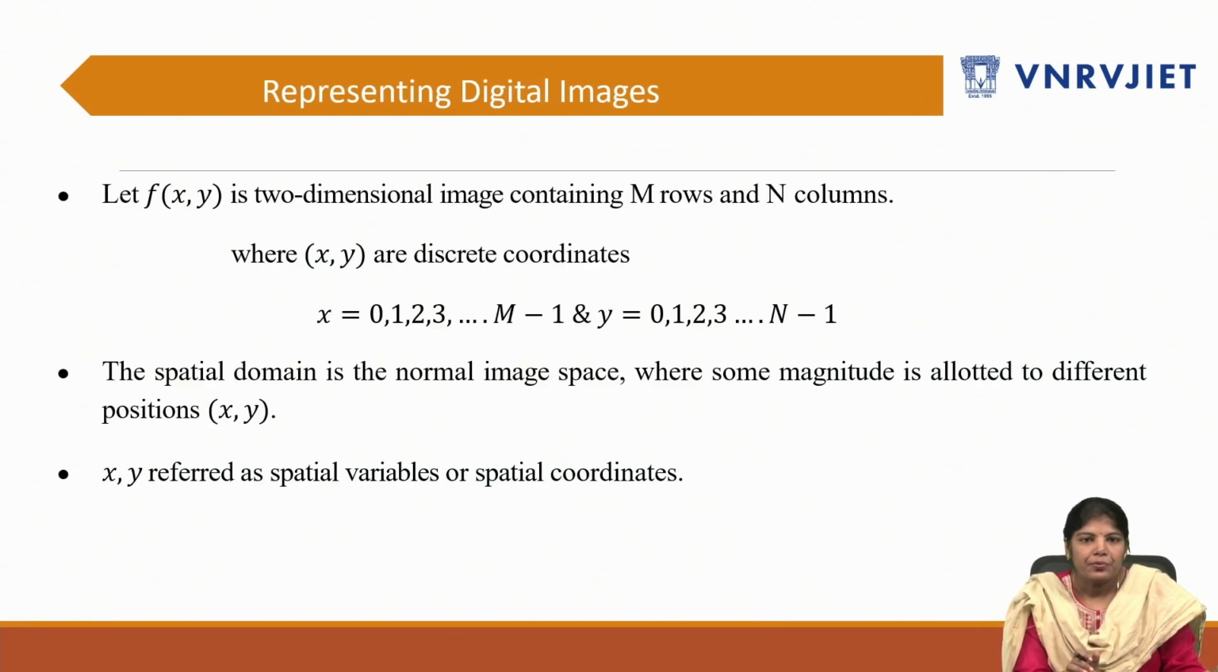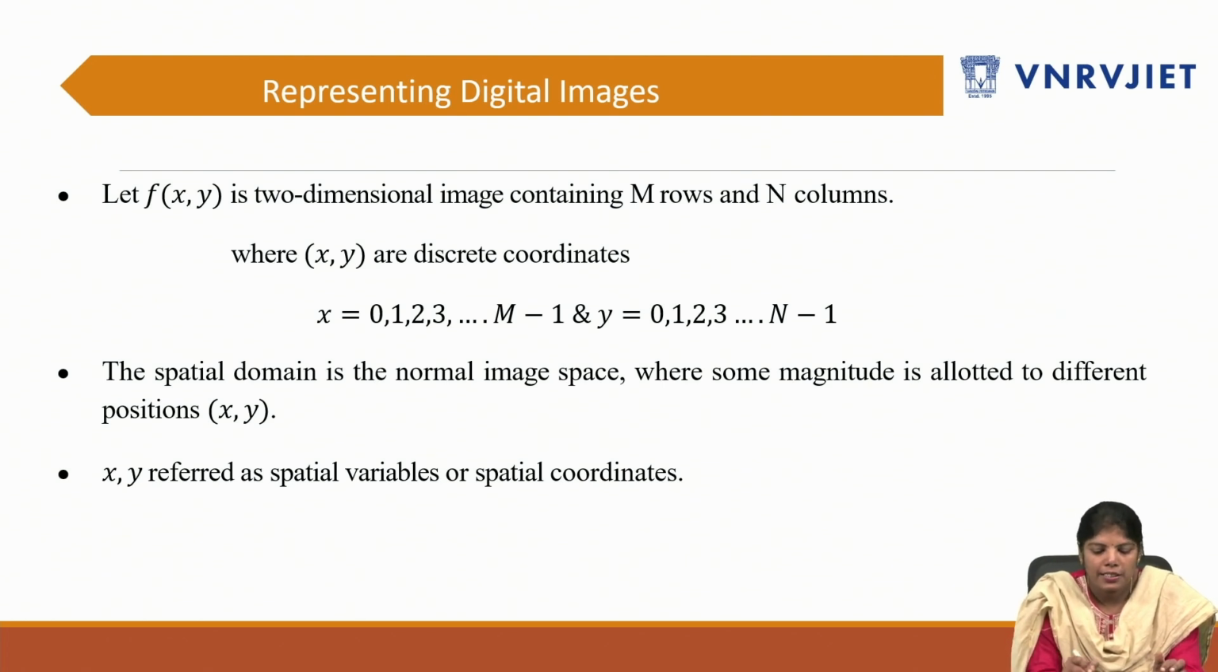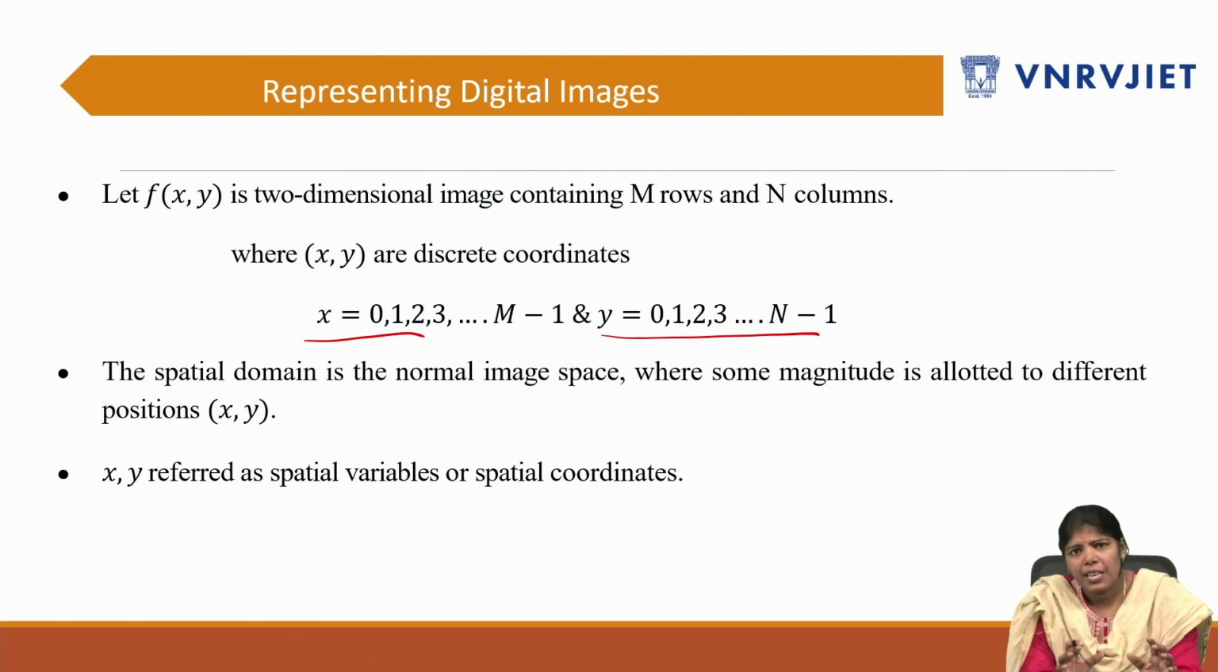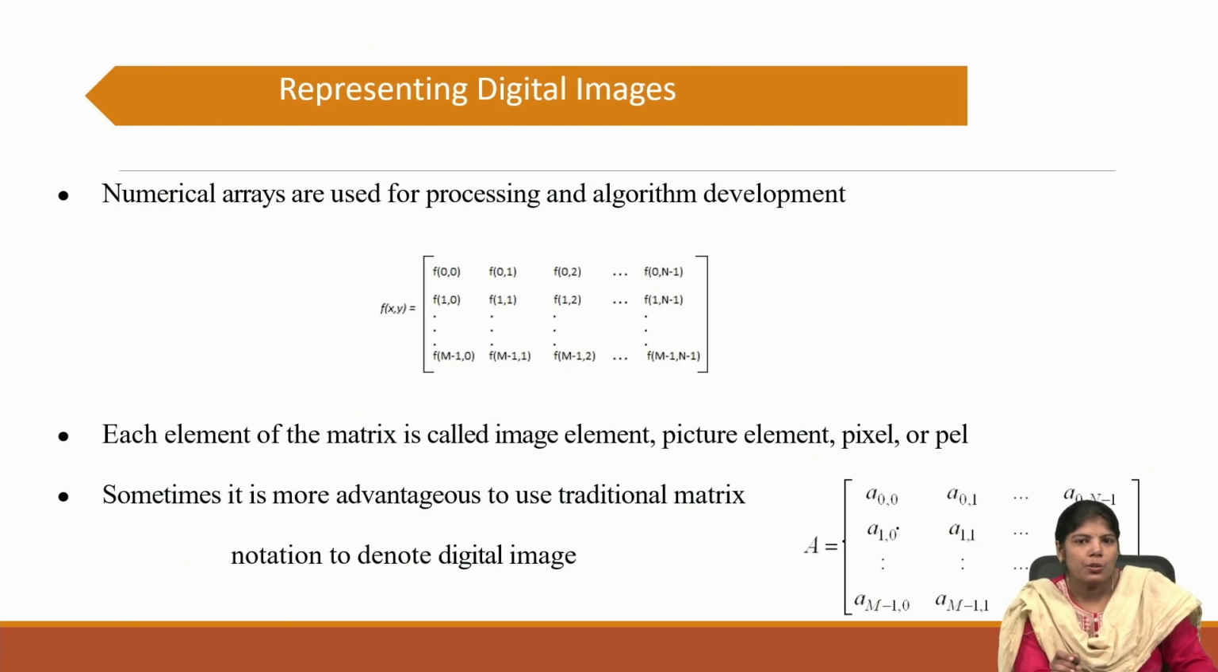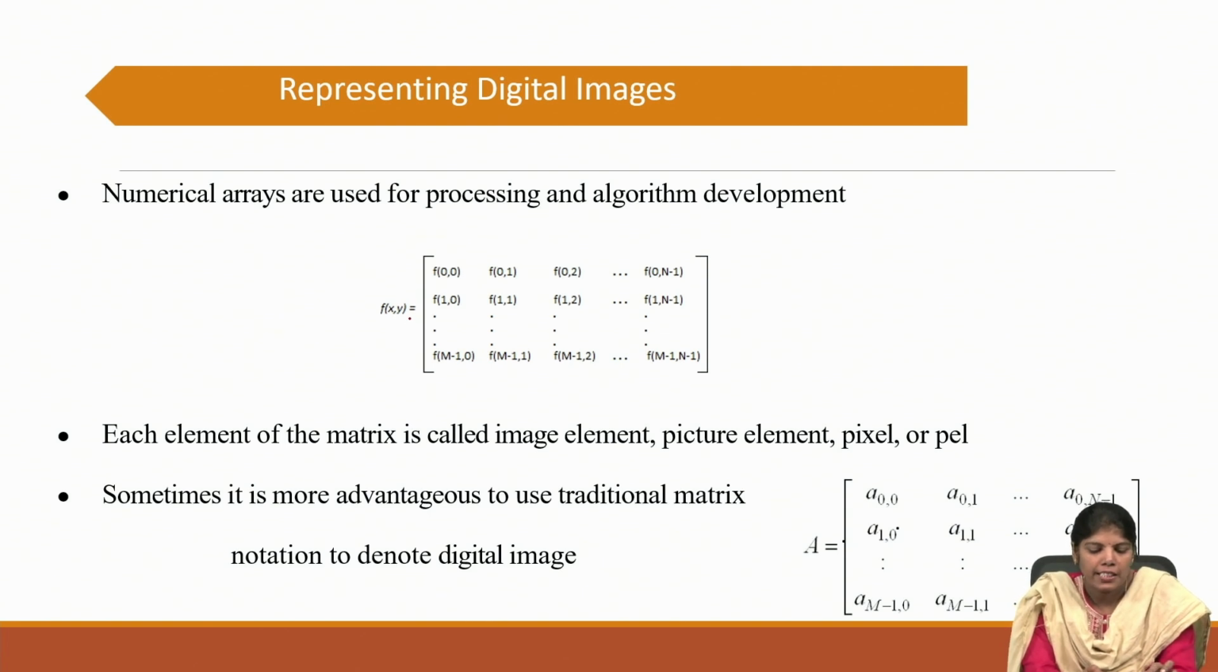Next we will see how we represent digital images. What are the ways you can represent a digital image? Digital images are represented in matrix format. We have rows and columns: n rows and m columns. Rows start from 0 to m minus 1, and columns start from 0 to n minus 1. This is a spatial domain representation of the image. In matrix format, this is a numerical array representation of the image.